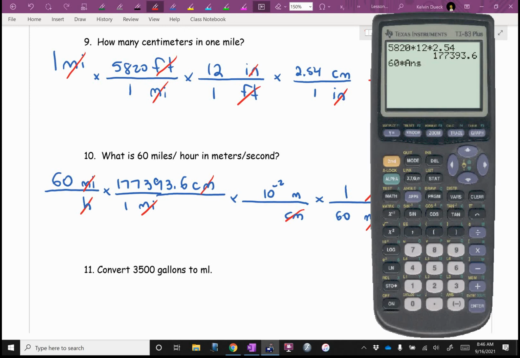Anybody not able to find their answer button? Okay, on the T, who's got the graphing calculator there? Shift negative, right? Second function negative. Okay, so 60 times answer times 10 to the power of negative 2 divided by 60 divided by 60.